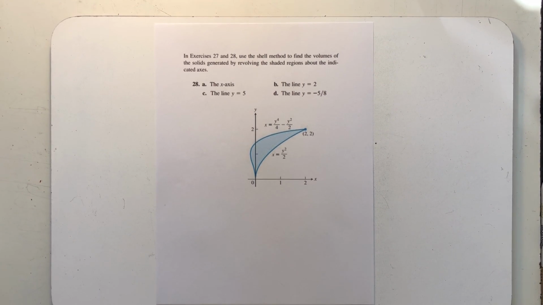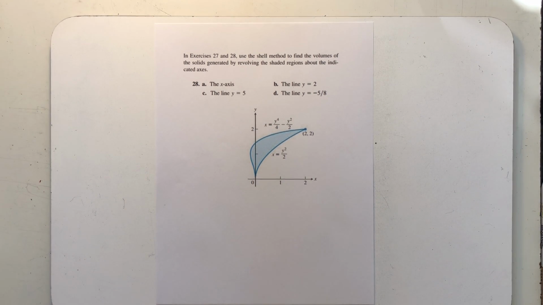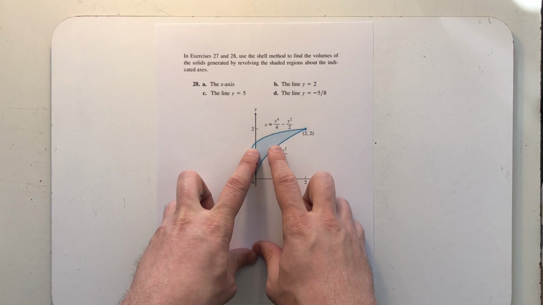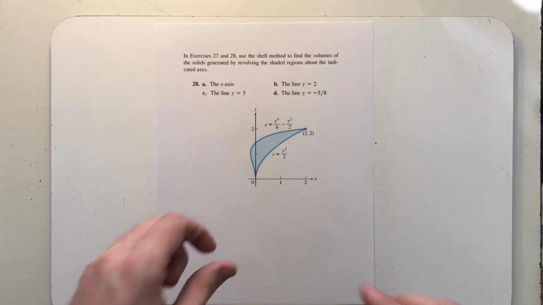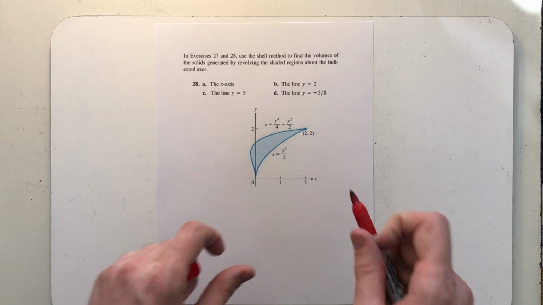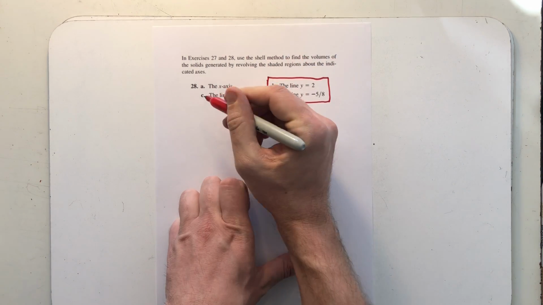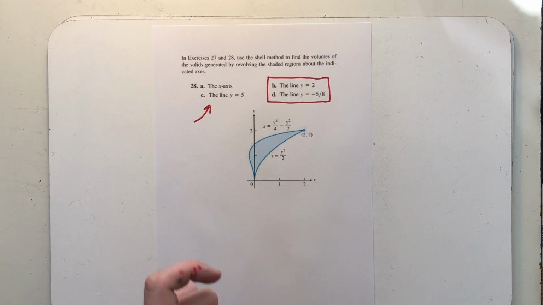This problem comes to us from our textbook, Thomas's Calculus, in its 14th edition. We're asked to use the shell method to find the volumes of the solids generated by revolving this region around these different axes of revolution. In this video, I only want to do parts B and D as examples. Not a bad idea at the end of the video to give parts A and C a try. They involve the same kind of process, the same kind of thinking.